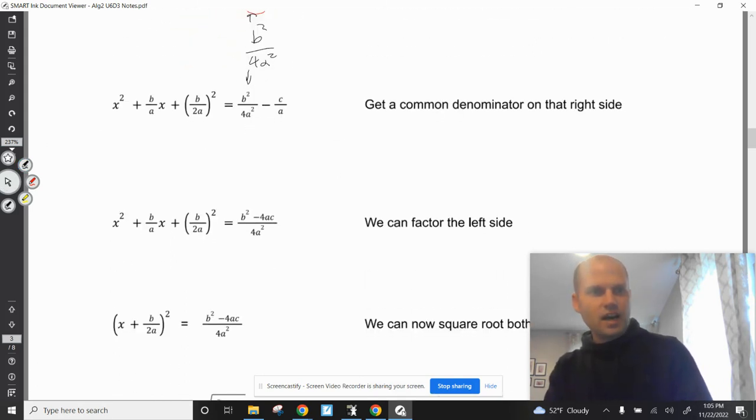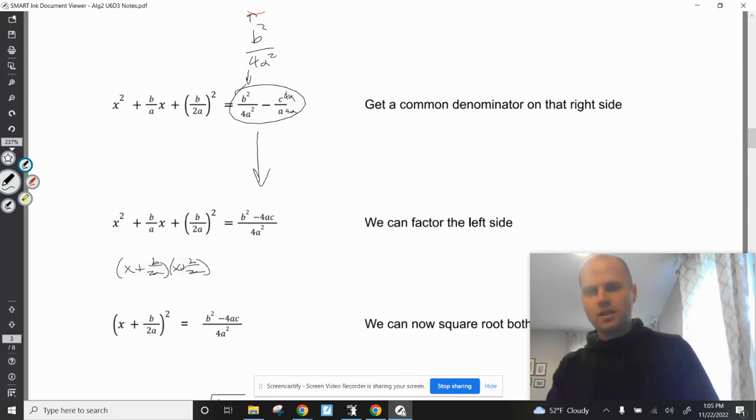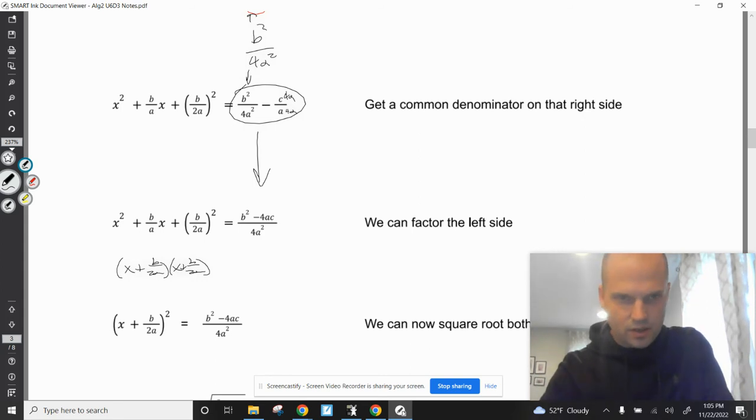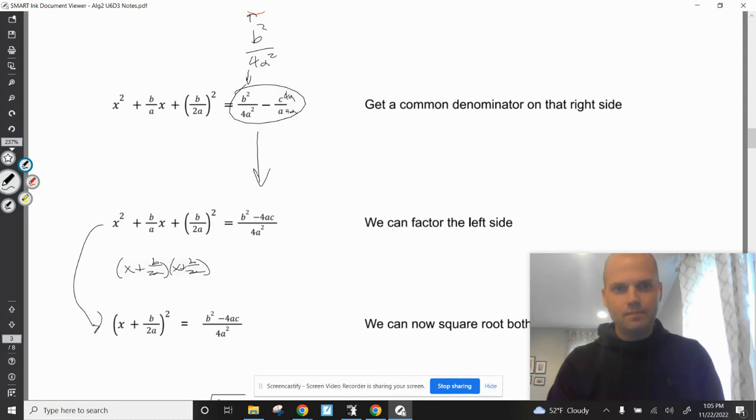They then realized, all right, I could combine this right side if it had a common denominator. Again, you don't have to follow this. This is what mathematicians kind of figured out through the process of completing the square. And they realized you get this b squared minus 4 times a times c all over 4a squared. Okay? And then on the left side, we get this thing that can be factored. It can be factored to be x plus b over 2a times x plus b over 2a, using kind of the process we were doing in the other two examples at the beginning. So they factor the left side, and it turns into that.